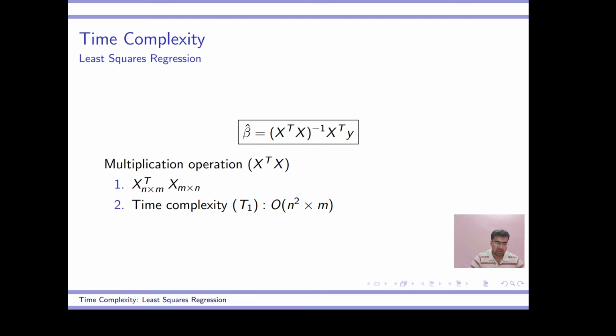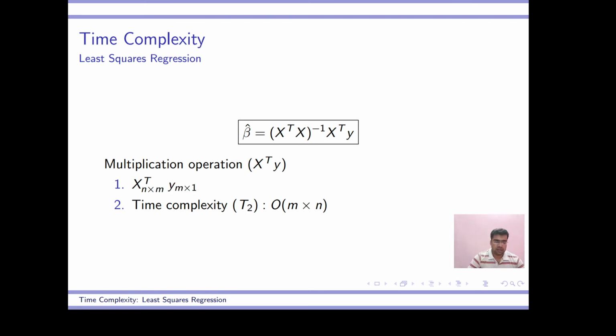So the outer dimensions are n and n. If I multiply these outer dimensions, the product would be n square, and this product will again be multiplied with the inner term. And what is that inner dimension? m. So the total time complexity for this matrix multiplication operation would be equal to order of n square into m.